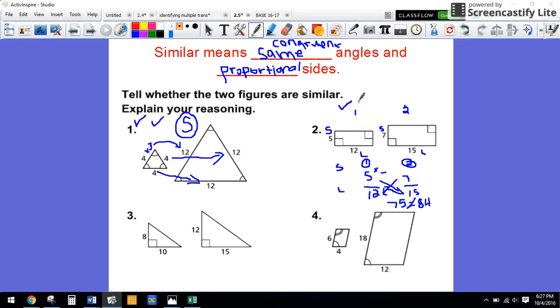So I cannot put a check mark. I'm going to put a minus, and I'm going to go ahead and put NS. Why don't you guys go ahead and write out not similar?